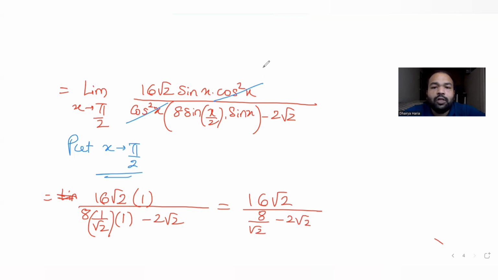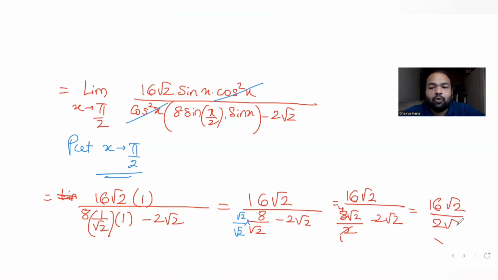This, if you see, I can write as 8 by root 2 minus 2. So if I want to solve this further, how can I do that? I can rationalize the denominator. So multiplying both sides by root 2, I get the entire expression changing to 16 root 2 upon 8 root 2 by 2 minus 2. That cancels to 4 root 2. So I get 16 root 2 upon 2 root 2. 2 root 2 gets cancelled. You get 16 by 2. And what is 16 by 2? That gives you the answer as 8.